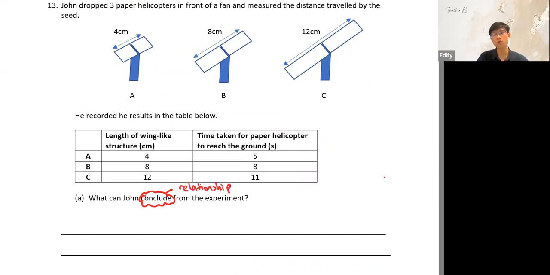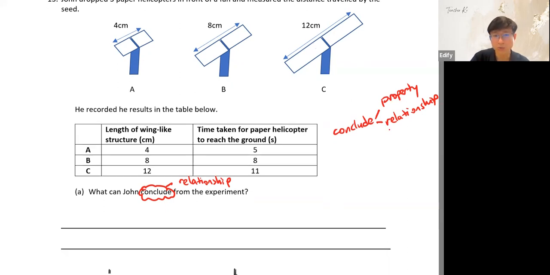Conclude can be asking for a property of the material. For example, I can conclude that it is a conductor of electricity, a property. Or you can conclude with a relationship if they give you data, a table, or a graph. Then you can conclude that, oh, as the wing-like structure increases, what happened to the time, and so on and so forth. So in this case it would be a relationship.